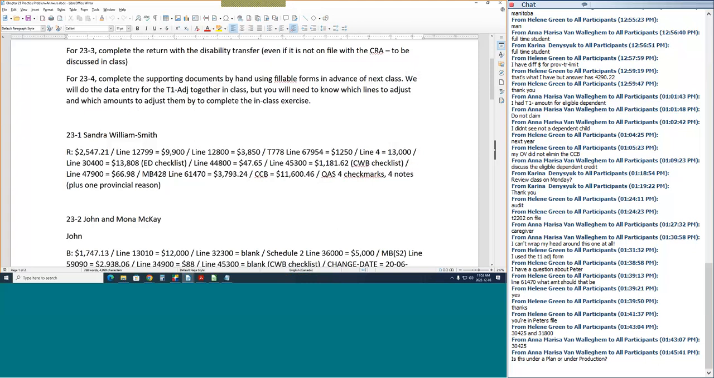Okay, I also include in this one 4 notes that you get marks for, and then a provincial one where if you're in an office, I expect the provincial one to be included. If we're doing it for an exam, I just needed the 4 federal notes.